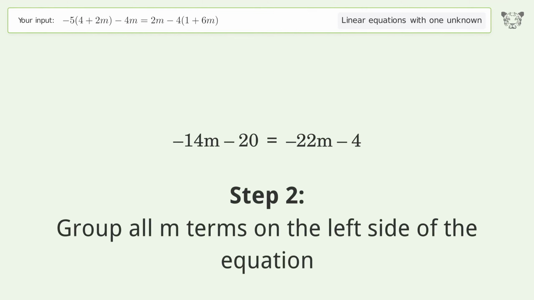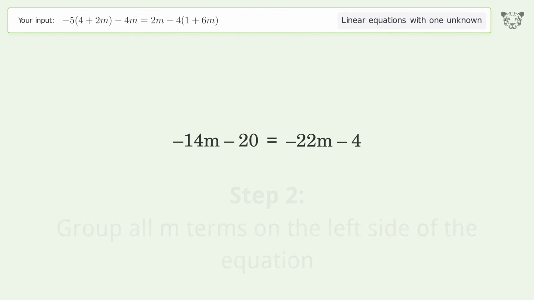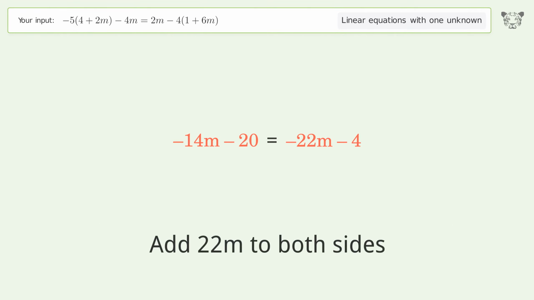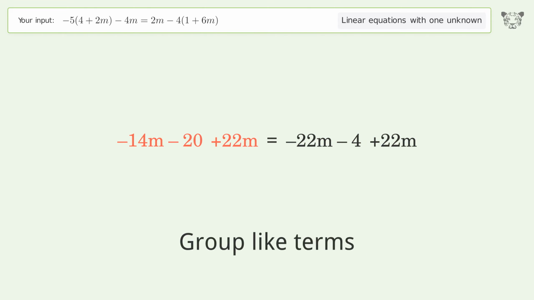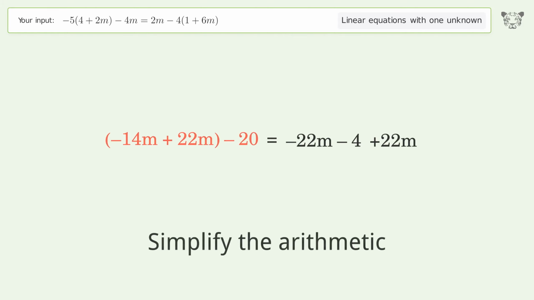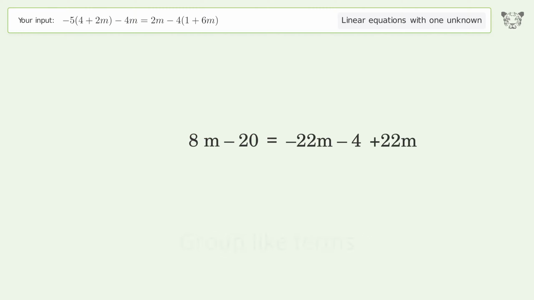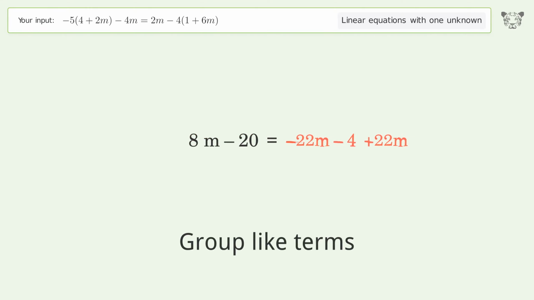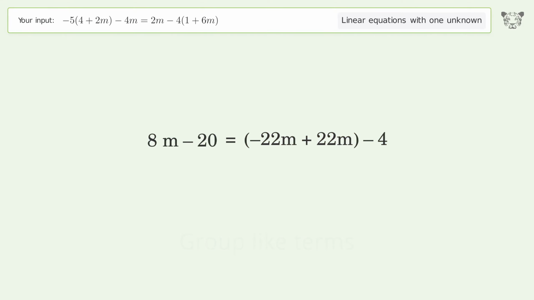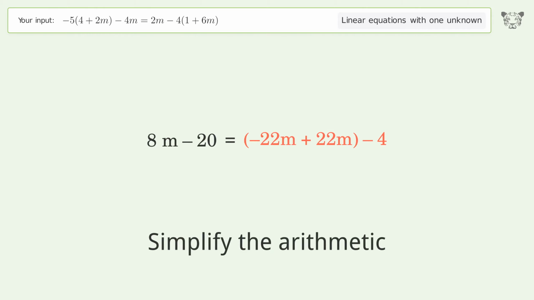Group all m terms on the left side of the equation. Add 22m to both sides. Group like terms. Simplify the arithmetic. Group like terms. Simplify the arithmetic.